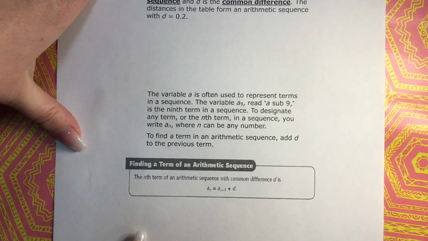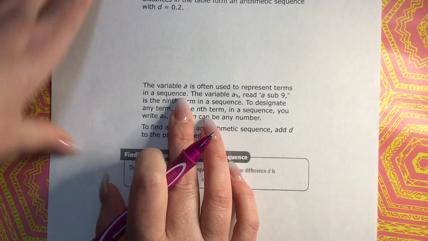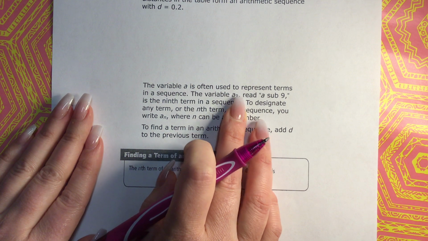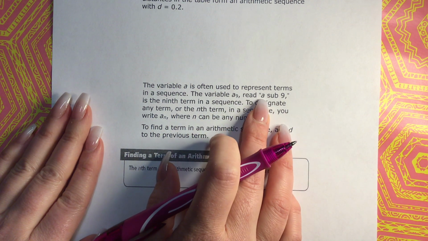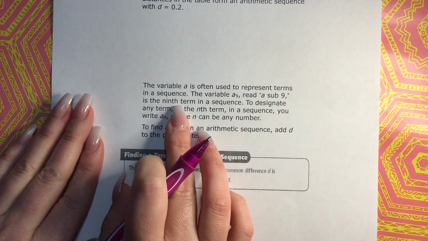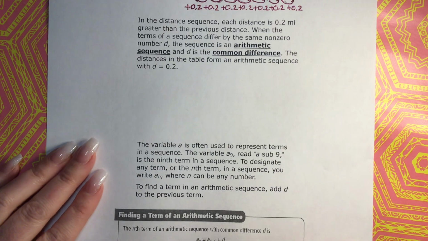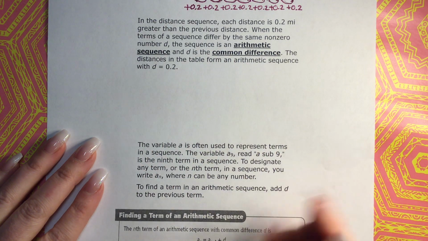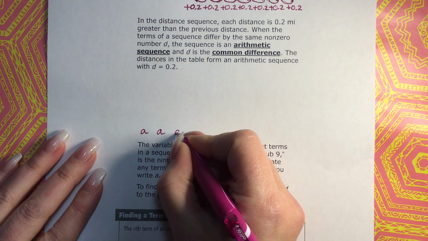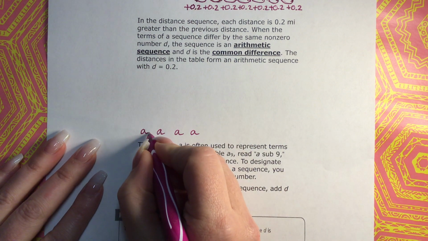All right? So the variable a is often used to represent terms in a sequence. The variable a with this little itty-bitty 9 that's lower down, we read that as a sub 9. That's the 9th term in a sequence. When you have a sequence of numbers, which is like a list of numbers, you could have a, and then a, and then a, but how do you tell them apart? Well, that's why they use these little sub numbers.